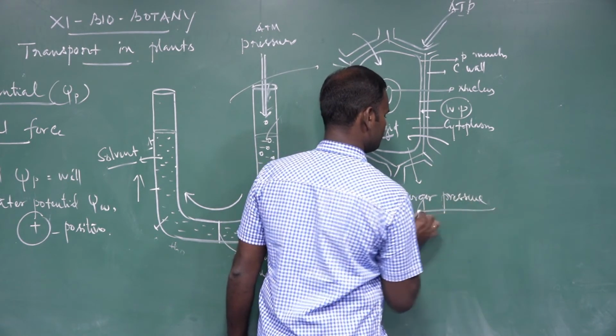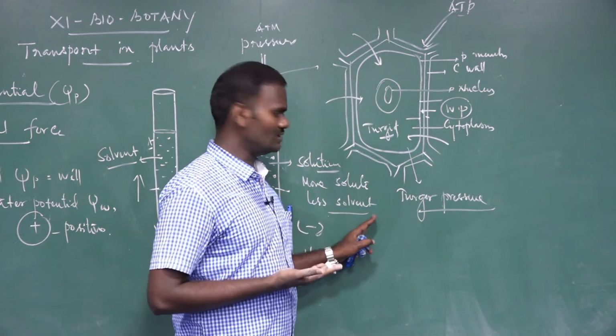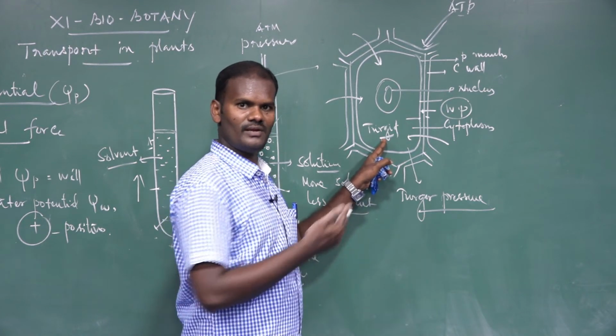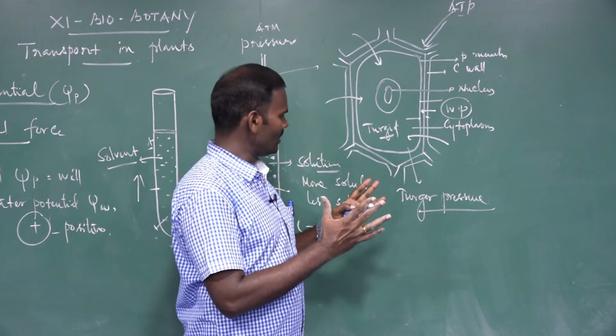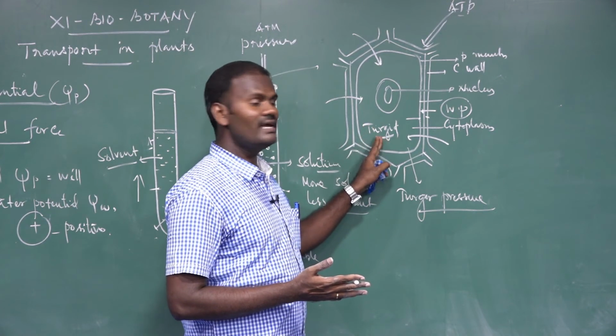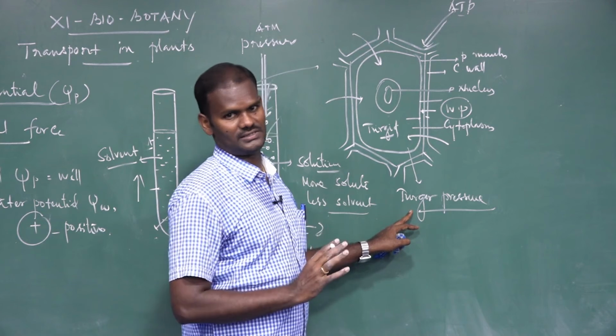This is called turgor pressure. What is called turgor pressure? The water continuously enters by endosmosis, from the neighboring cell into the cell, and the cell imbibes water. The cell is said to be turgid. A positive pressure created inside the cell is called turgor pressure.